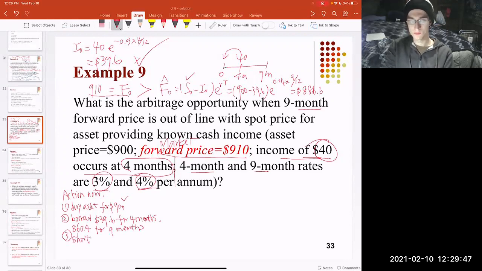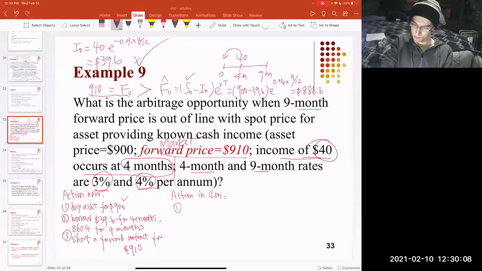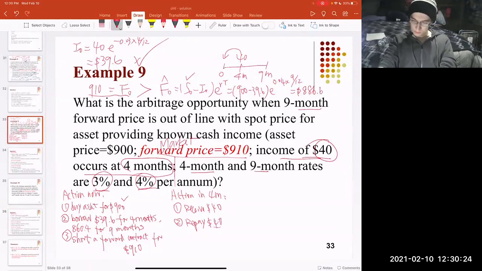Take a short position, which is sell a forward contract, and the price is what? The price is the market price, 910. Okay, that's the action now. And then we have the action in 4 months. Because you have income, you're going to receive $40 income from the company. And also you have a short-term loan, so you use the $40 to repay the loan, right? So you're going to pay what?